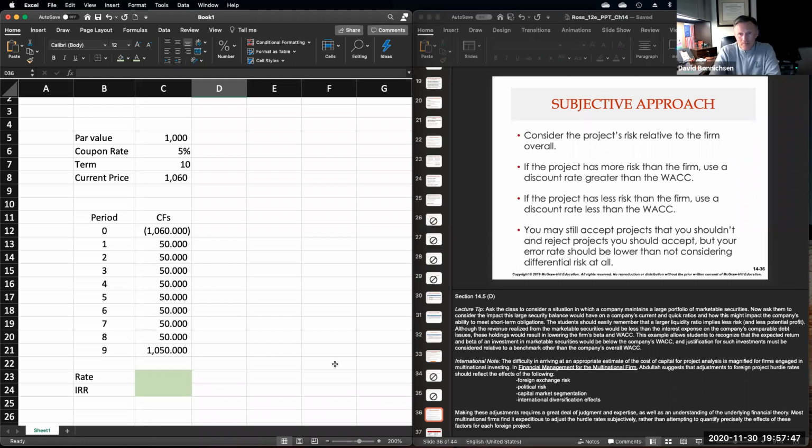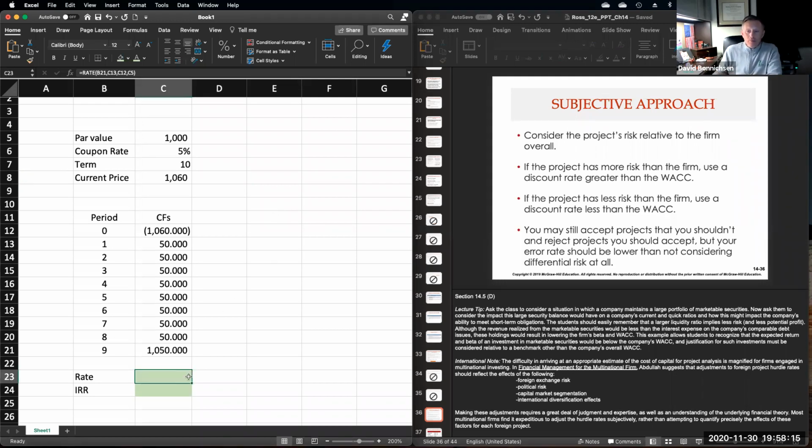So let's take a look at this bond. We've got a bond with a par value of 1,000, coupon rate of 5%, 10-year term, currently trading in the market at 1,060. And I want to know, what's the yield to market? That would be a question on your final exam. I guarantee it. Calculate the yield to maturity, yield to market of this bond that you're given.